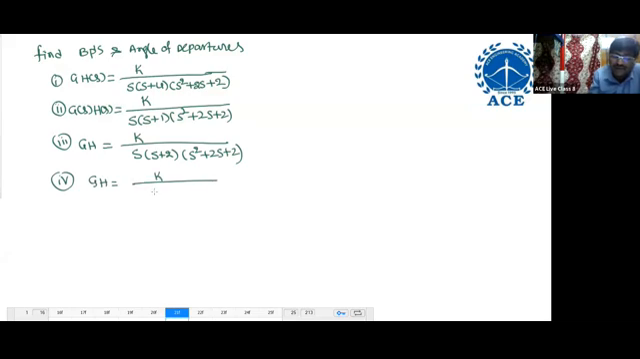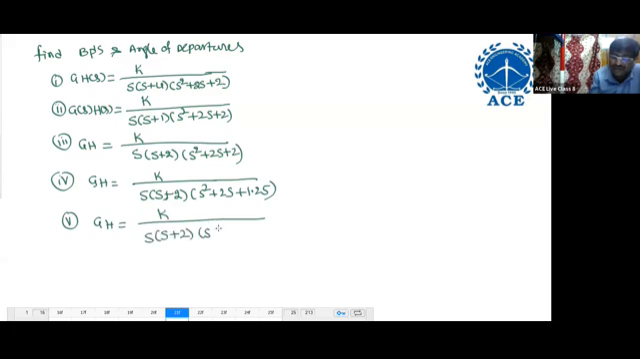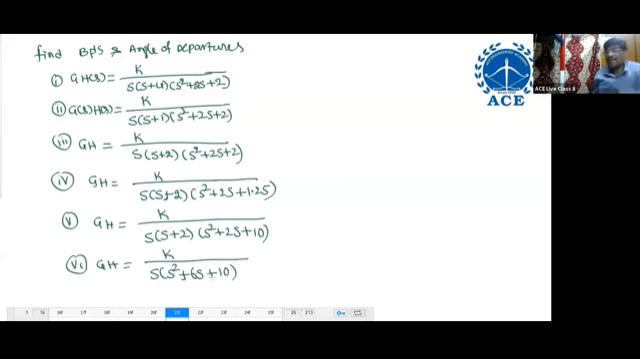K by S into S plus 2 into S square plus 2S plus 1.25. GH equal to K by S into S plus 2 into S square plus 2S plus 10. Last problem: GH equal to K by S into S square plus 6S plus 10. For these 6 problems, find the breakpoints and angles of departure. Okay, I'll close here. If you have any doubt, you can ask.